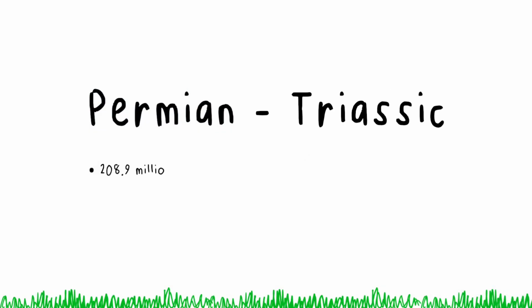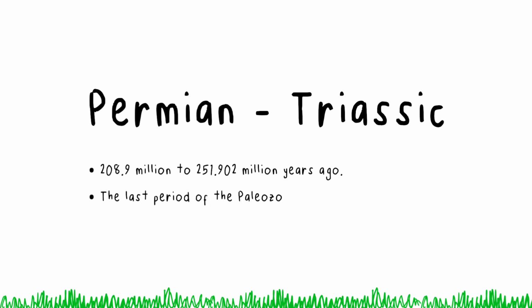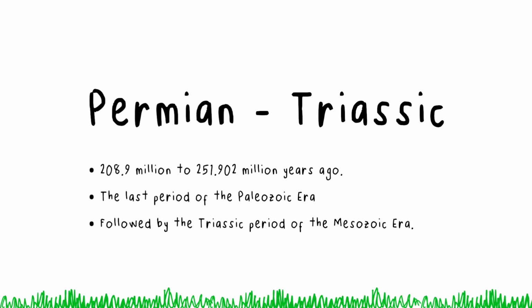The Permian-Triassic. The Permian-Triassic period is a geologic period that spans from approximately 298.9 million years to 251.902 million years ago. It is the last period of the Paleozoic era and is followed by the Triassic period of the Mesozoic era.